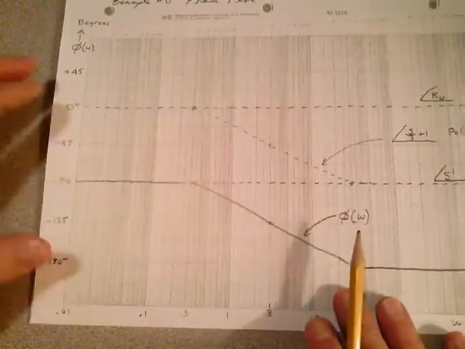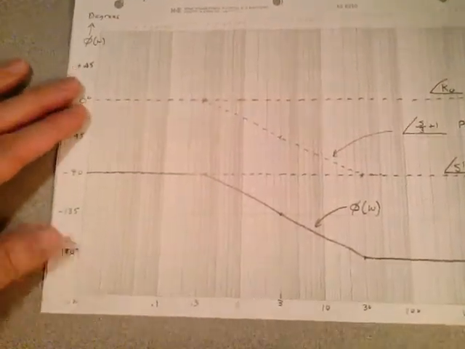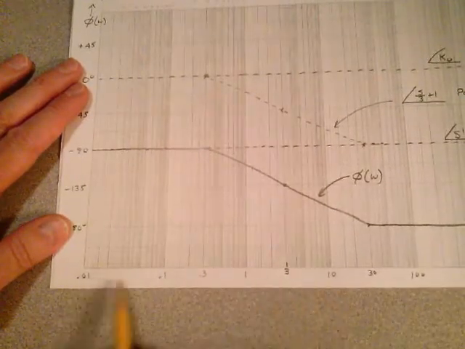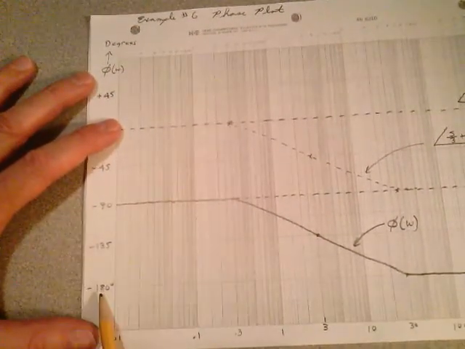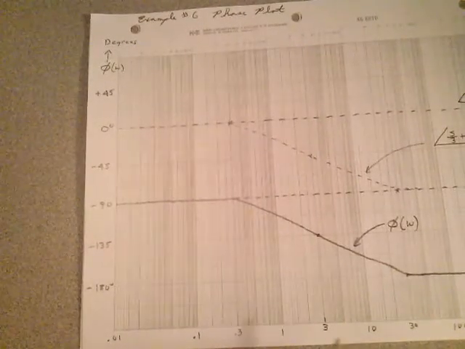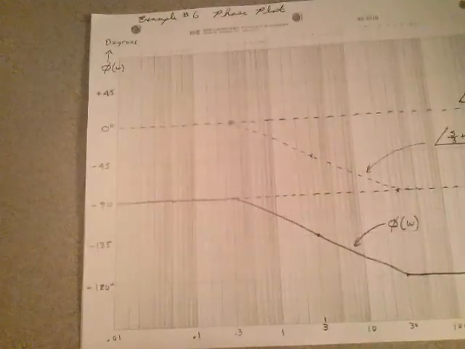What about our phase plot? What's our phase plot look like? Well, I lay out the omega axis the same way. I put 0 degrees here. I want plus 45, minus 45, minus 90, minus 135, minus 180.